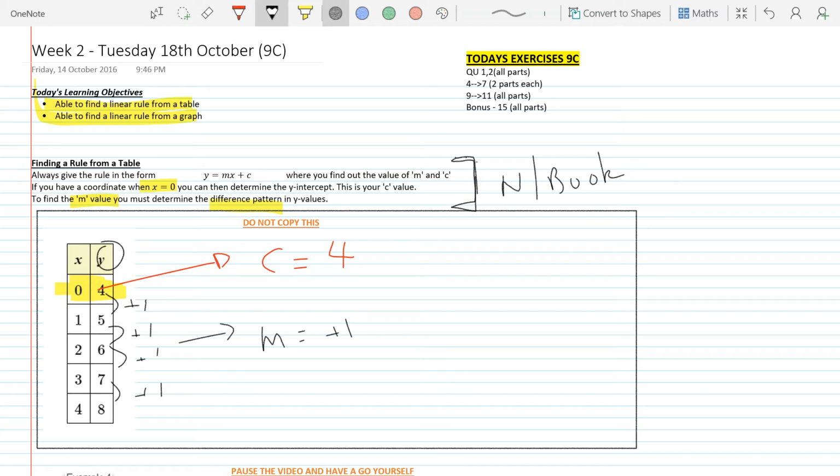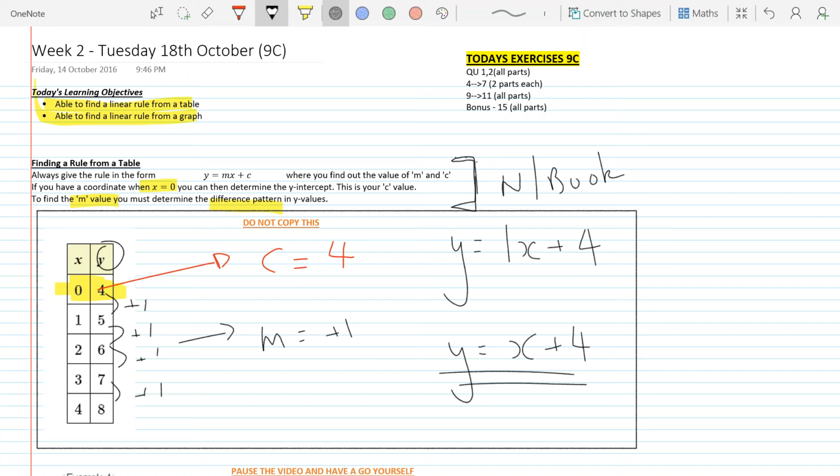If we have an m value and a c value, then we can go ahead and put them in y is equal to positive 1x plus 4. We know that 1x, we can simplify that to just plain old x plus 4. Now, here's our rule, here's our answer. That rule should work for every single coordinate.